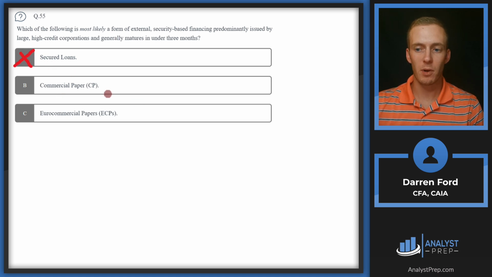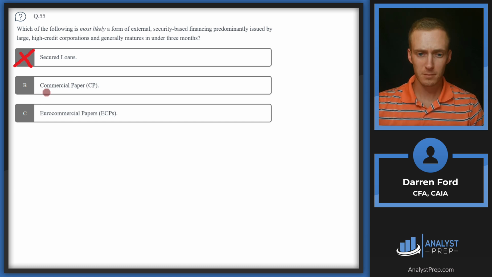B, commercial paper. This is essentially describing what commercial paper is. It's going to be financing issued by large high credit corporations. These are corporations that have a lot of cash flow, and so the financing is going to be based on them having the cash flow to repay that. They're using this cash to fund operations in intermediate terms when maybe they're in the process of paying their suppliers or vendors or working on collecting funds from their customers.